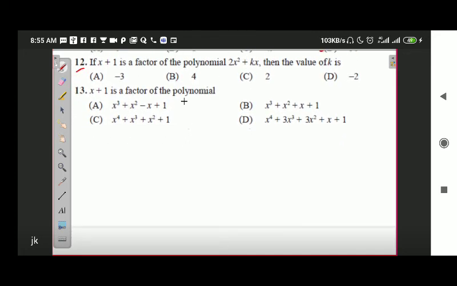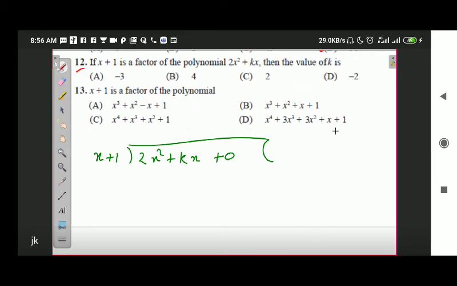Let me tell you how to apply it with long division. This will be x plus 1 dividing 2x square plus kx plus 0. There is no constant, so I put in a value as 0. Now, first thing that you need to remember is the given polynomial x plus 1 is a factor of this quadratic polynomial.